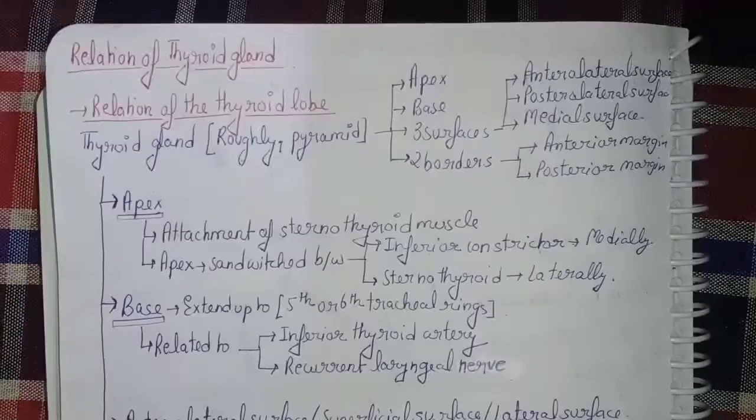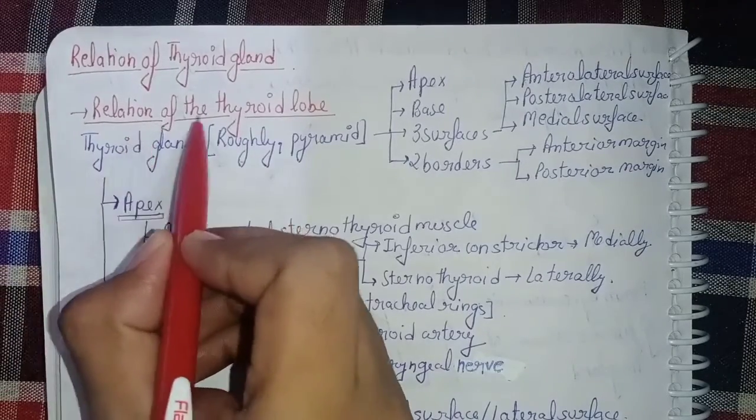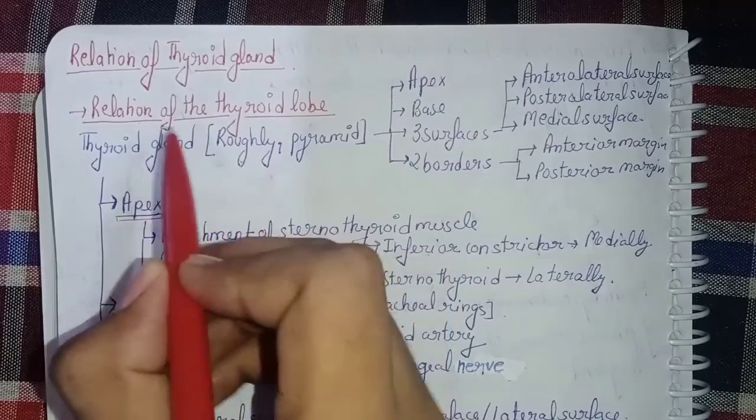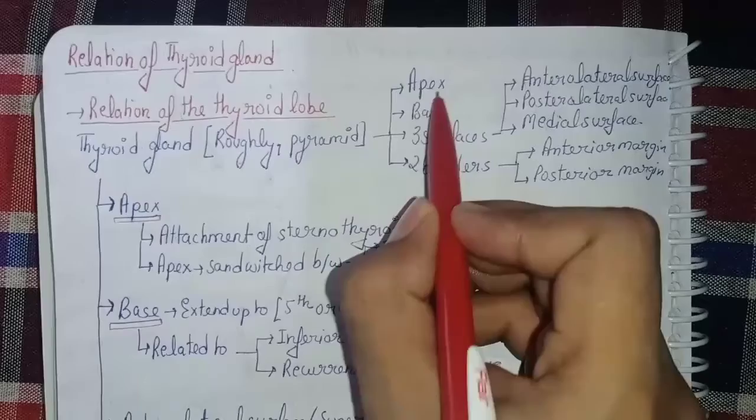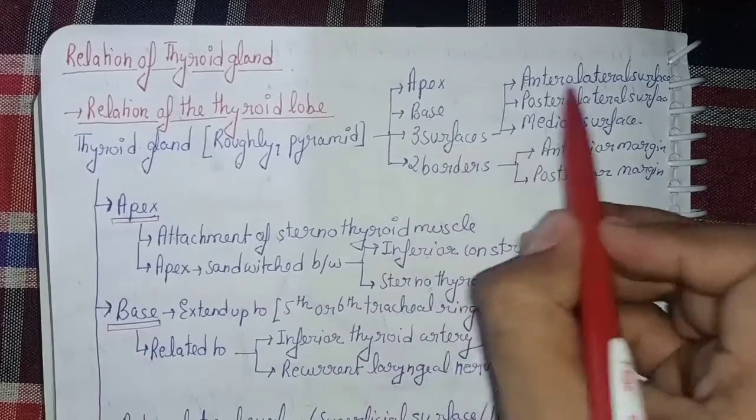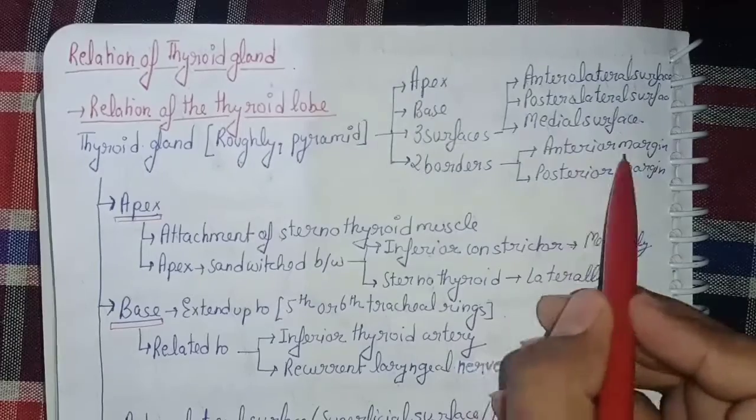Now we are going to talk about the relations of the thyroid gland. First of all, we will see the relations of the thyroid lobe, then we will see the relations of the isthmus. As we all know, the thyroid gland is a roughly pyramidal gland which consists of an apex, base, three surfaces and two borders. The surfaces are the anterior lateral surface, posterior lateral surface, and medial surface, and the borders are the anterior margin and posterior margin.